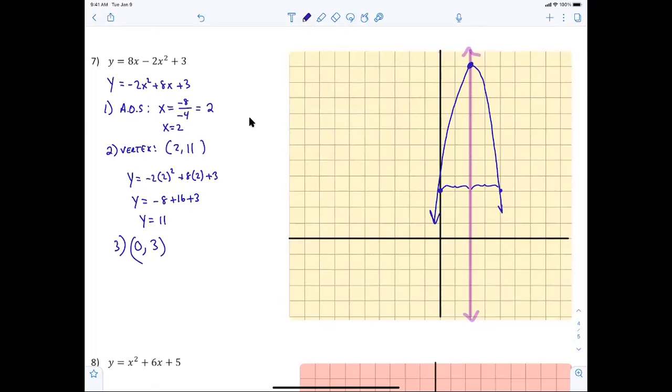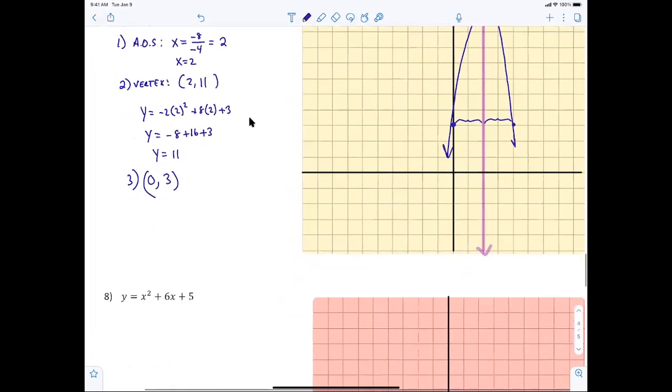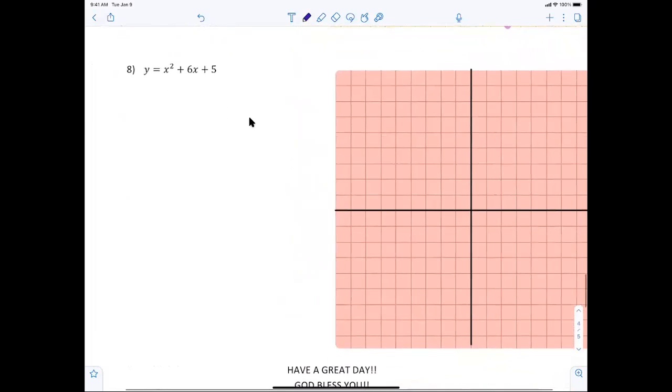All right, last one, guys. Let's knock it out. We are done. All right, here we go. Axis of symmetry. Come on, help me. X equals negative 6 over 2, which is negative 3. Now remember, if you're struggling a little bit, don't be afraid to write the formula each time. That'll help you. Negative b over 2a. Everybody good with that?